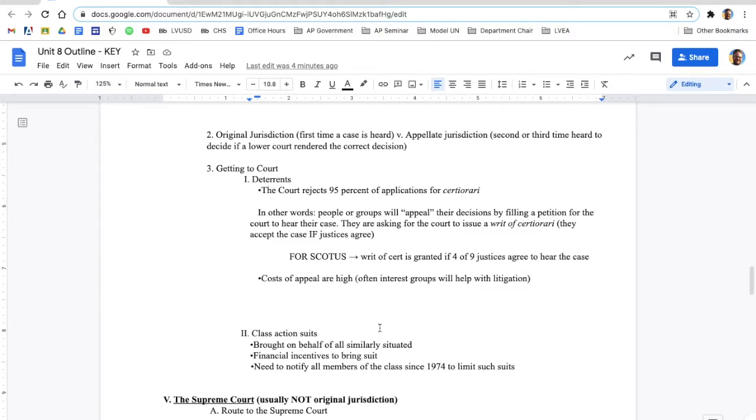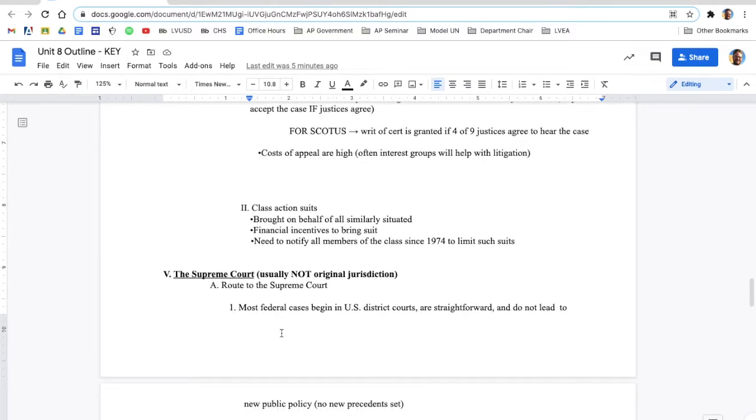So if we move on, class action lawsuits are not an emphasis on your test, mostly because we've talked about class action lawsuits where they're brought on behalf of a bunch of people and there is financial gain to be had. Maybe one thing to point out is that since 1974 you need to notify all the members. This can be very difficult to accomplish, and so Congress is trying to limit the number of class action lawsuits, but you don't really need to know that for this unit. It's about the Supreme Court.